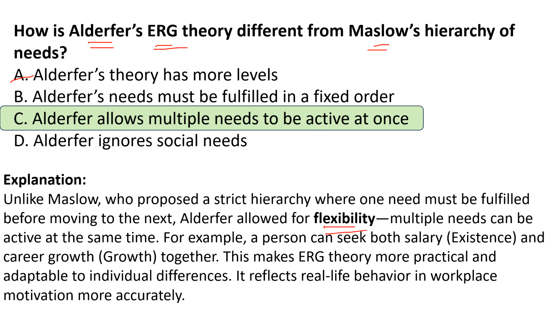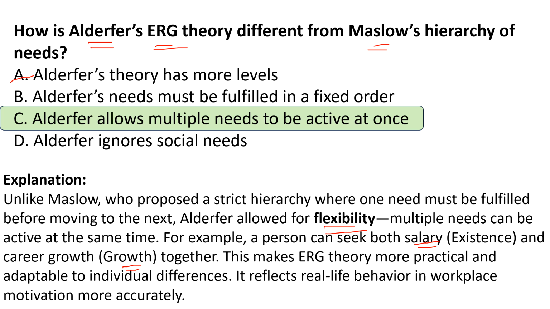That is the flexibility that he said. Multiple needs can be active at the same time. He has given an example as well. A person can seek both salary, that means existence, and career growth, that means existence and growth. These are the needs, and they are satisfied at one time, simultaneously.